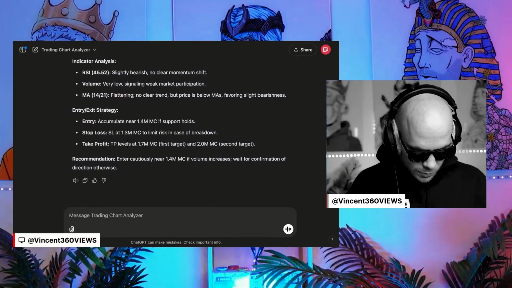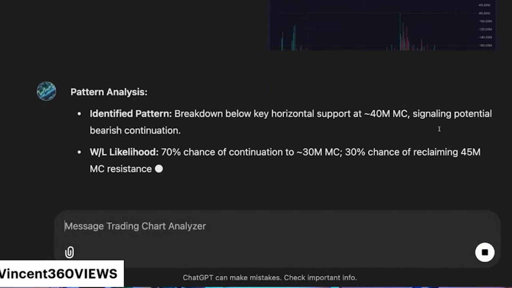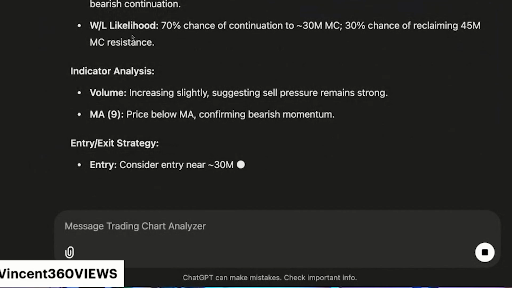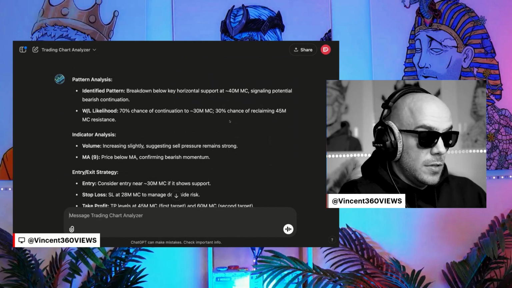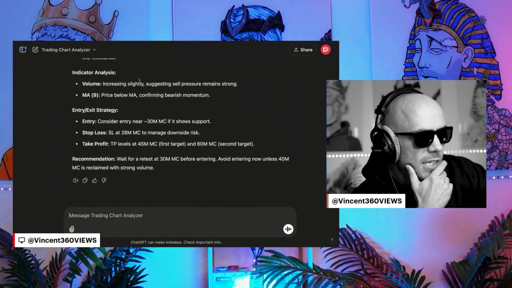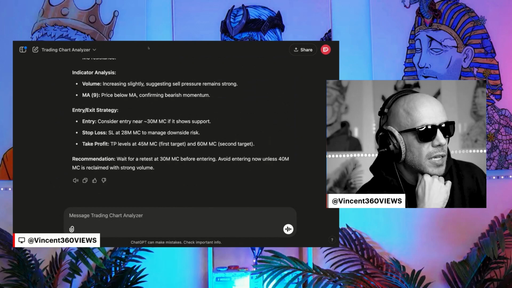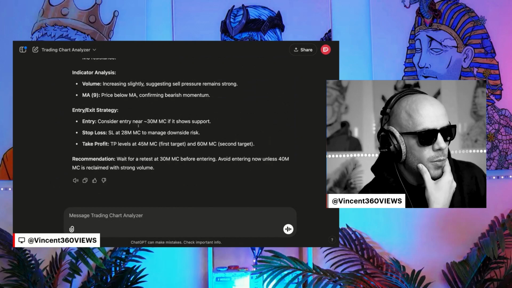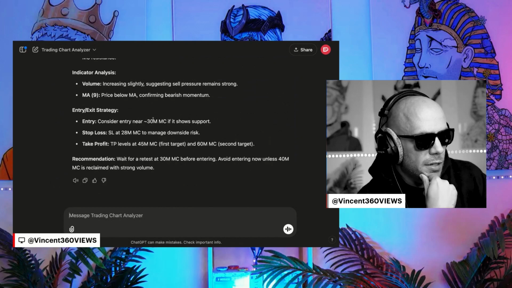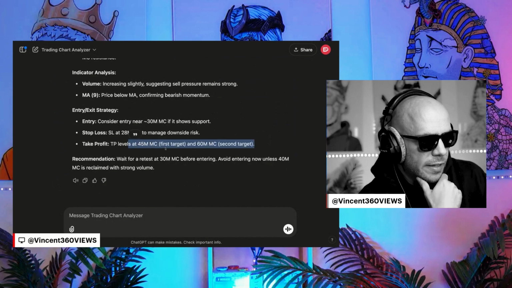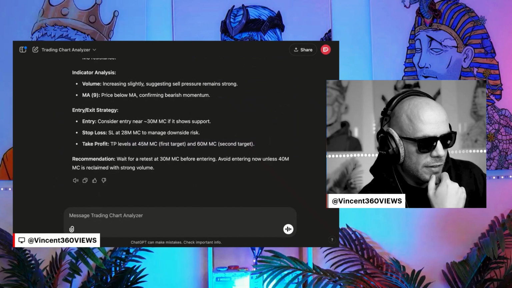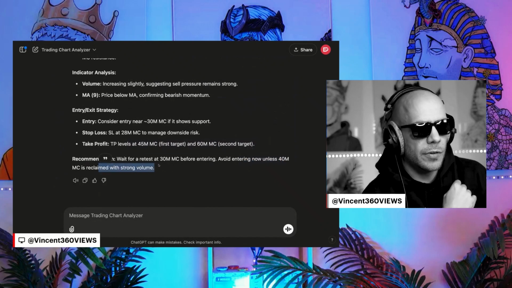What about Shoggoth? Breakdown below key horizontal support at 40, signaling potential bearish continuation. 70% chance of continuation around 30 million market cap, 30% chance of reclaiming 45. Volume increasing slightly, suggesting sell pressure remaining strong. Price below MA, confirming bearish momentum. Considering entry near 30 million. Stop loss at 28. Take profit at 75. Wait for a retest at 30 million before entering. Avoid entering now unless 40 million is reclaimed with strong volume.